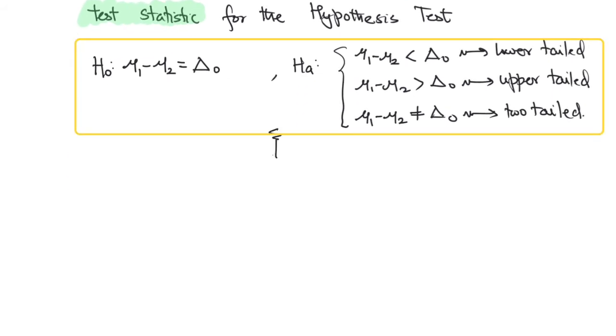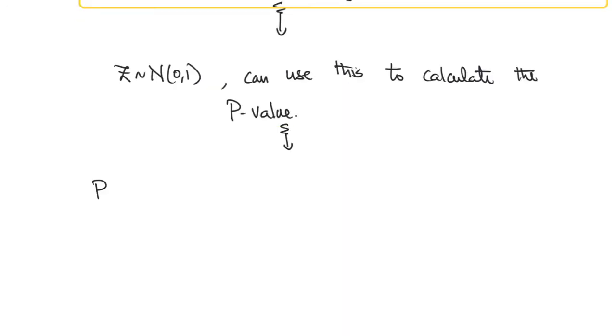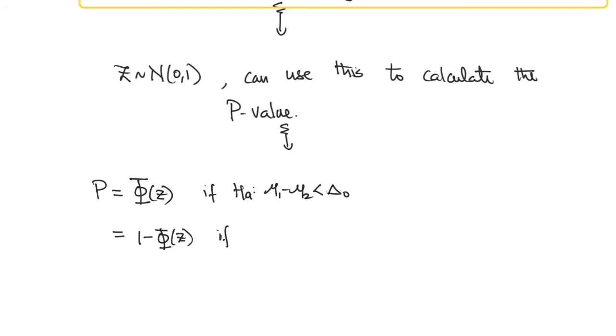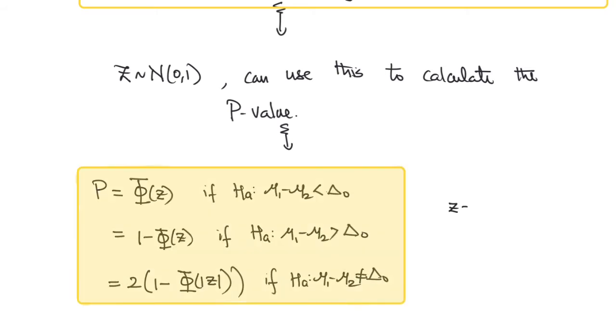In this setting, we know that the test statistic z has the standard normal distribution, and we can use this distribution to calculate the p-value, where the p-value is going to be phi of z if we are working with the lower tail test, it's 1 minus phi of z if we are working with the upper tail test, and it's 2 times 1 minus phi of the absolute value of z if we are working with the two-tailed test. And note that z here is the value of the test statistic evaluated on the sample data.